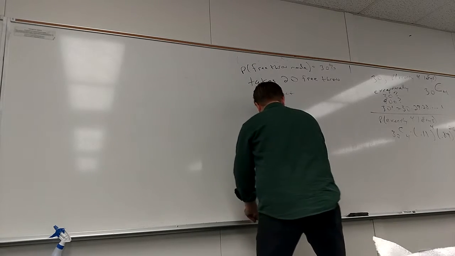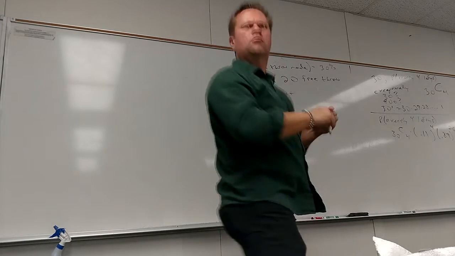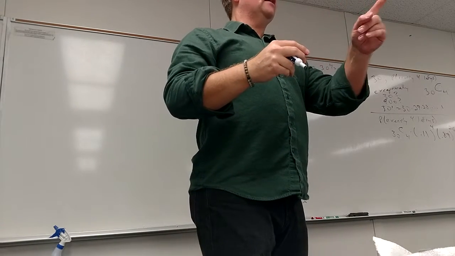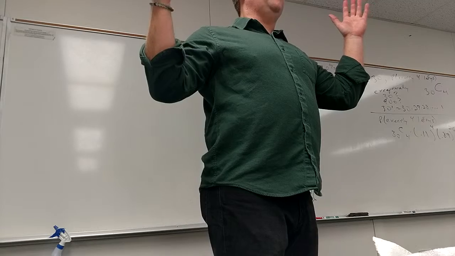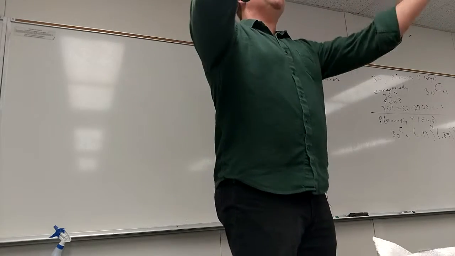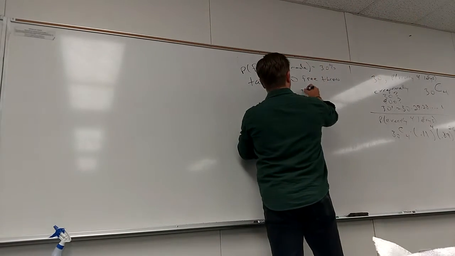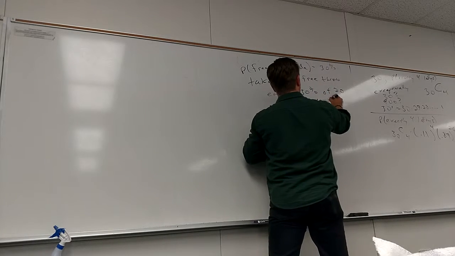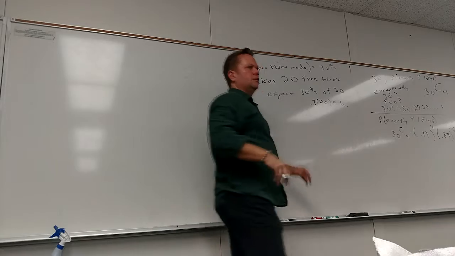Expect how many, sir? Not 7.2, it's 6. Because how many do you expect him to make out of any grouping of free throws? 30%. So what's 30% of 20? It's 0.3 times 20. I'd expect him to make 6.